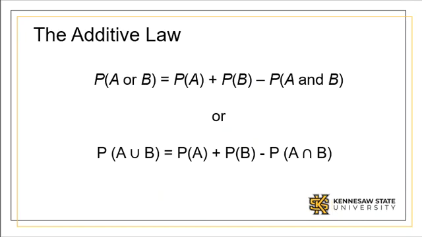If the two events are mutually exclusive, the addition law reduces to the sum of the probabilities, since the probability of the intersection of two mutually exclusive events is known to be zero.